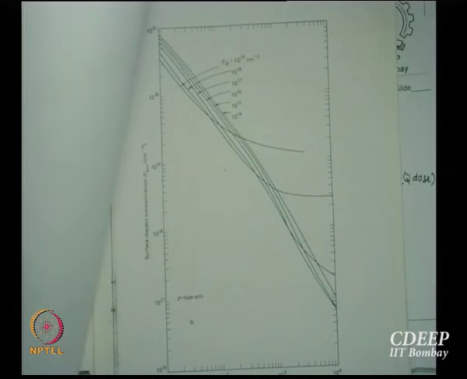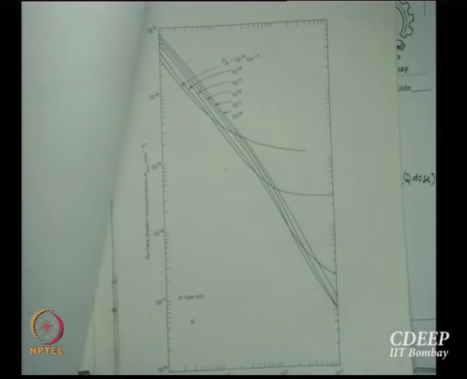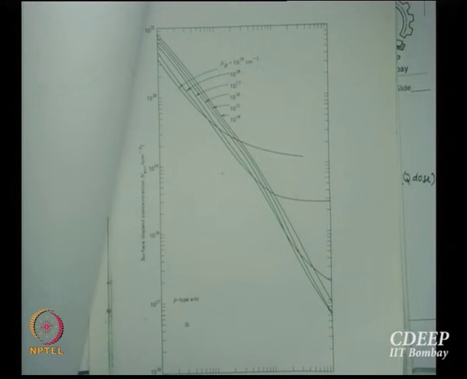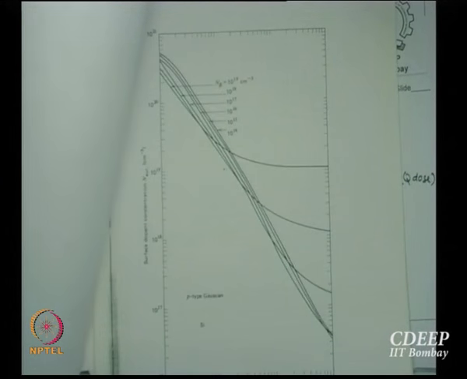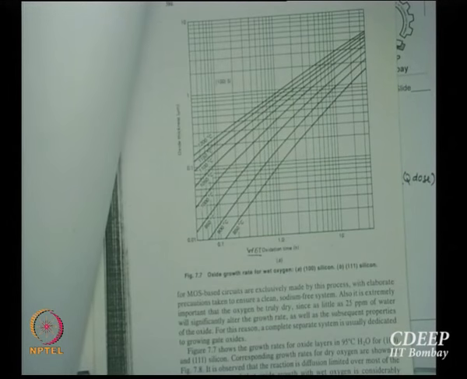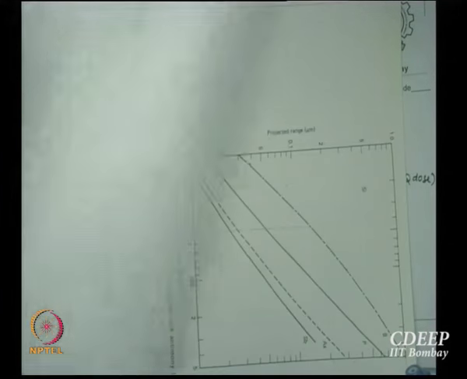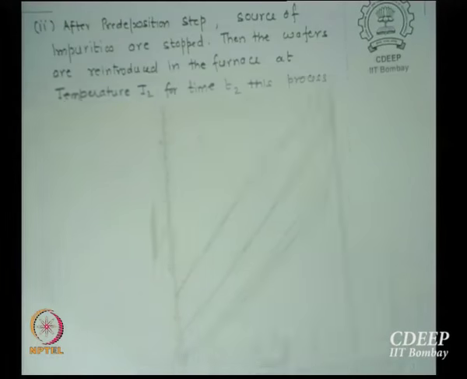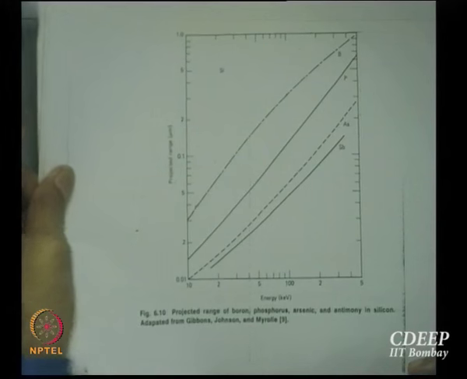Similarly, this has been done for both P-type and N-type impurities. Four graphs are there: Gaussian N-type, P-type, and both error function graphs are available. Of course, then there is an oxidation graph, we will see later. Then there will be oxidation for 100 wafer and 111. Then there are graphs for implants. This is called projected range versus energy.